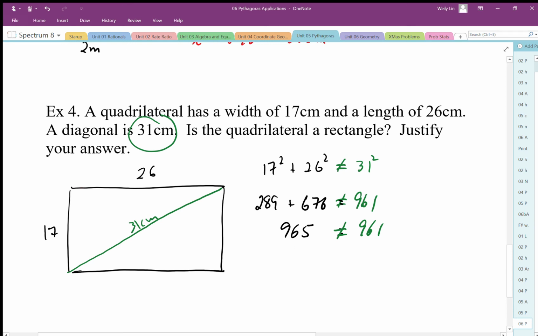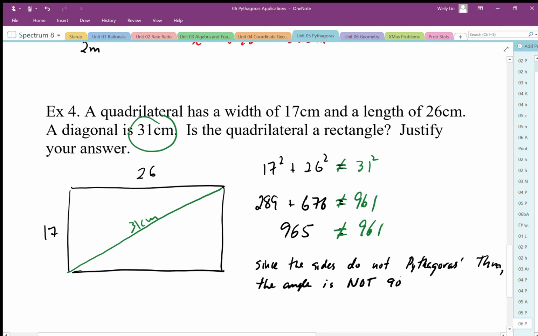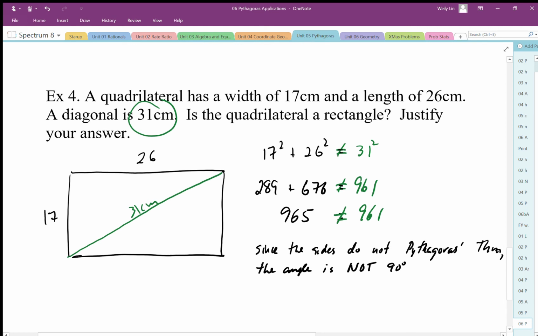So the statement I'm going to make, this is my argument then: since the sides do not follow Pythagoras' theorem, the angle is not 90 degrees, therefore not a rectangle.